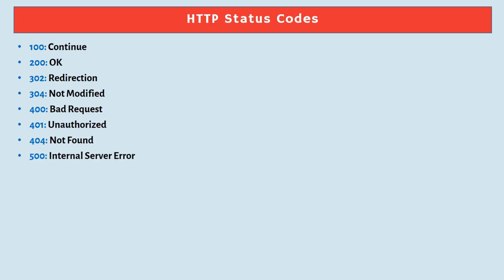There are many others actually, but any number starting with 1 indicates informational. Any number that starts with 2 is a success. Any number that starts with 3 is redirection. Any number that starts with 4 is a client-side error. Any number that starts with 5 is a server-side error. So we have understood the HTTP request and response message format, and in the next class we will continue.